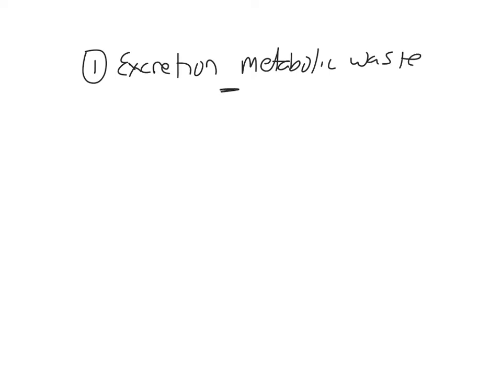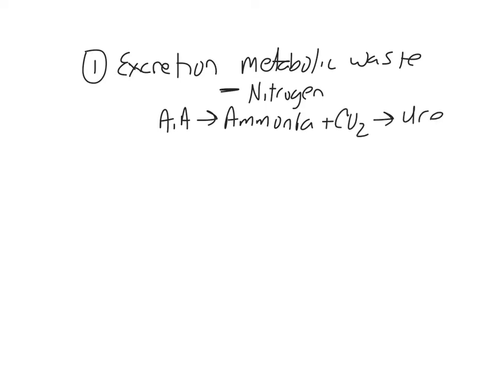The first one is excretion of metabolic waste. And so basically a lot of that is nitrogen or nitrogenous waste, because that nitrogen comes from the amino acids when we eat proteins. And so amino acids, when they're broken down, produce ammonia. And ammonia goes to the liver, and the liver adds CO2. And CO2 plus ammonia makes urea. And that's the building block for urine. And urea is a lot less toxic than ammonia.